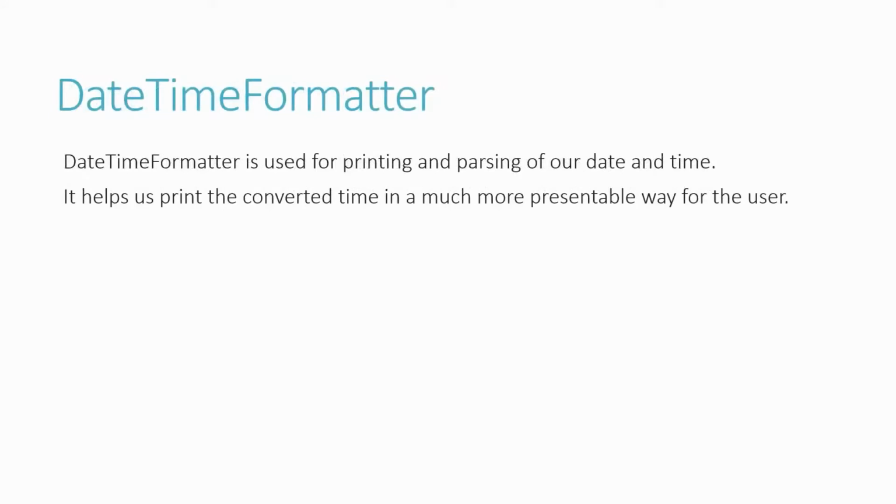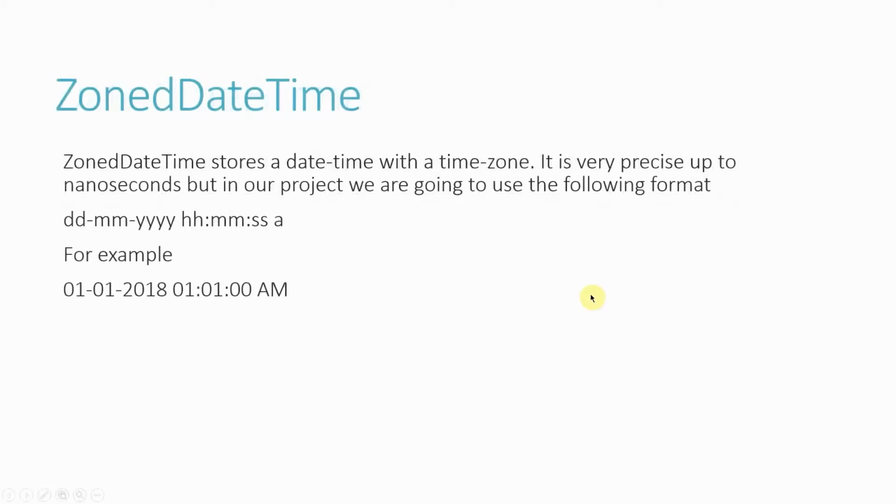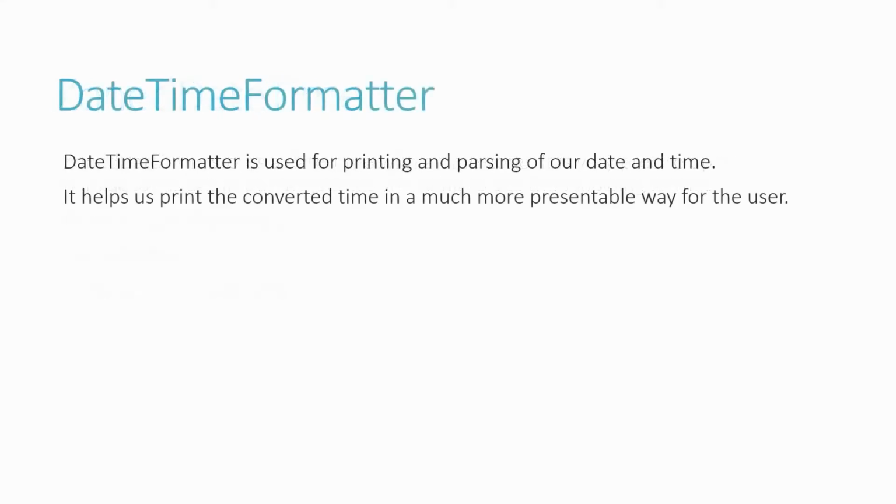Finally, we have the datetime formatter. If we try to print out this one, the zone datetime, we are going to get very hard to read results. So, we are going to use datetime formatter, which will help us print out the results to the user in a much more presentable way.